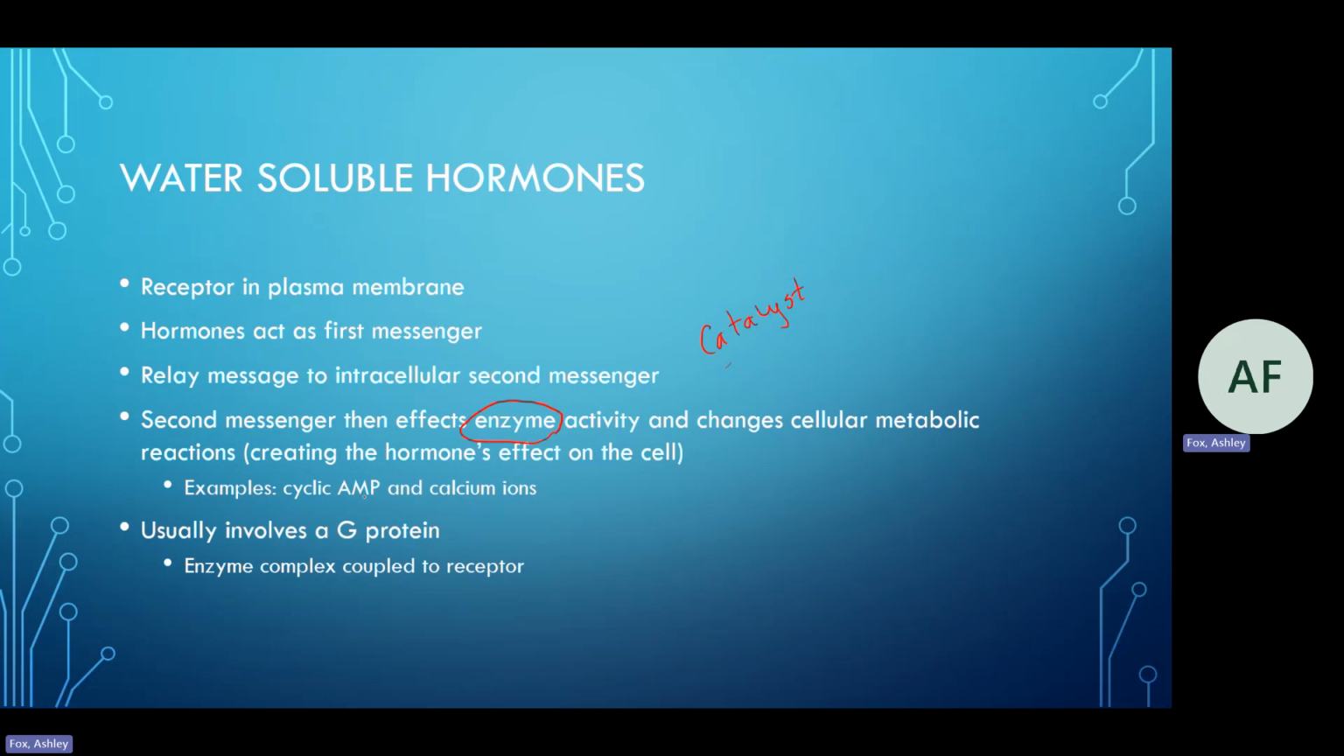Examples of these are examples of a secondary messenger. Cyclic AMP and calcium ions are examples of second messengers that are intracellular that can help communicate what the hormone wants the cell to do. Also, there's usually a G protein. So this is where the G protein changes shape, which allows release of cyclic AMP, which is your secondary messenger. So usually a G protein is involved in communicating the message of this water soluble hormone inside the cell.